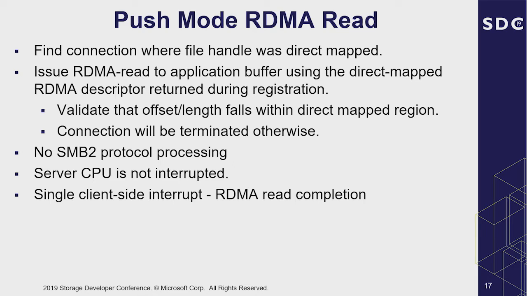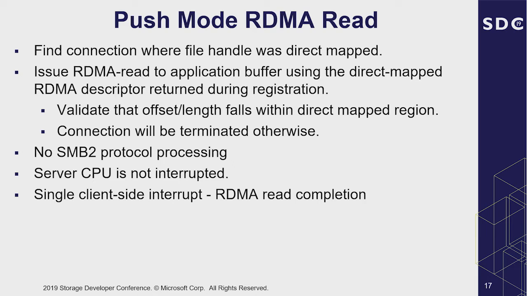Now, this is how a client would do an RDMA read. When the client gets a read from the higher layer, you find the connection. You first look whether the handle was direct mapped, and if so, you find the connection where the direct mapping was done. Then all you do is issue an RDMA read with the source as the token which was returned by the server, and the destination as the client side, the application's buffer. You give this off to the RDMA stack, and the RDMA stack will transfer the data into the client's buffer without any more protocol involvement.